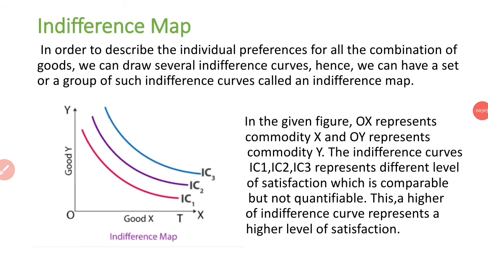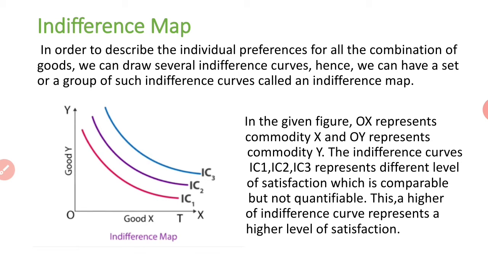Our third topic is indifference map. By indifference map, we mean that in order to describe the individual preference for all combinations of goods, we can draw several indifference curves. Hence, we have a set or a group of such indifference curves called an indifference map. In this figure, the red curve represents indifference curve 1, purple indicates indifference curve 2 and the blue curve indicates indifference curve 3. When all three indifference curves are plotted under the same graph, we get an indifference map.